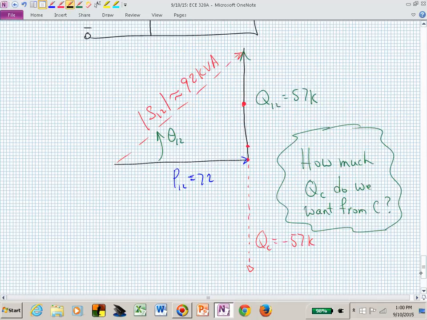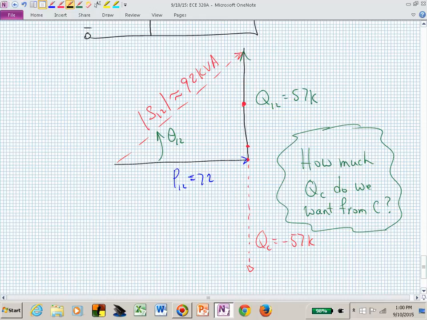And is it also clear that if we had a Q sub C of minus 10, that would still be beneficial, wouldn't it? If we had a Q sub C of minus 30, that's even better than minus 10. Minus 57 is going to get us right there. Yes?